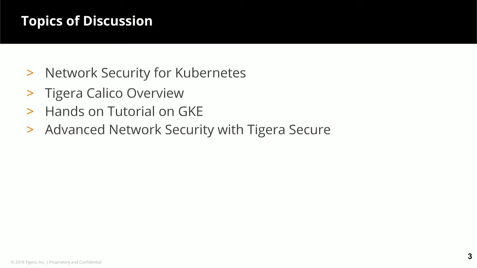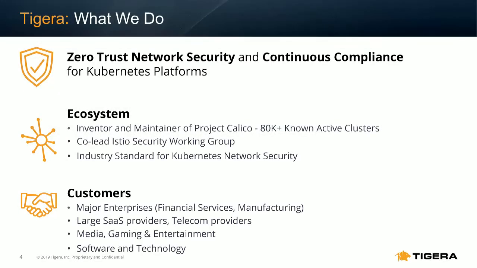So let's jump right into this. Now, before I go into the details of network security, I wanted to start with giving everybody a quick overview on Tigera. Tigera has been around for a few years. We are currently the market leader when it comes to zero trust network security and compliance for Kubernetes platform. Our flagship project, Project Calico, today has more than 80,000 clusters across the globe that are being secured by Calico, and this is only a partial phone home data. We make it easy for our users to be able to turn off any kind of phone home information.